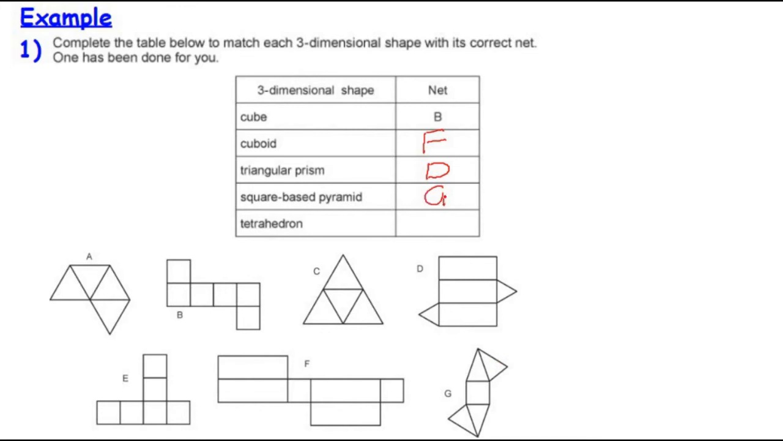And the last one, we need to look for the net of a tetrahedron. So a tetrahedron is made up of four triangles, and there's one at the base. So it can only be A or C. And actually, if you use your mind's eye, A can't be folded up to make a tetrahedron. Whereas C, we know this is the net for the tetrahedron, because we looked at it earlier.